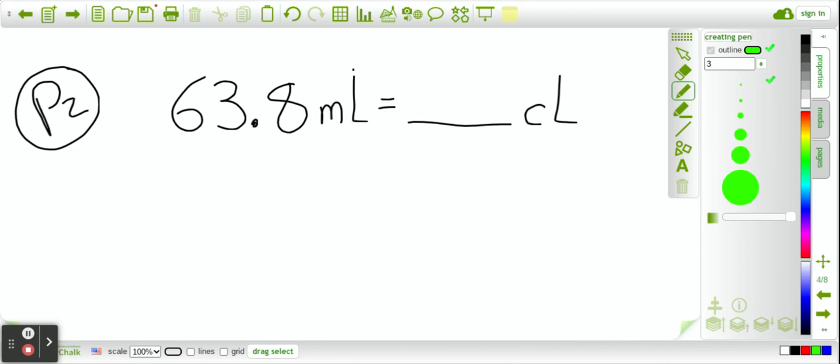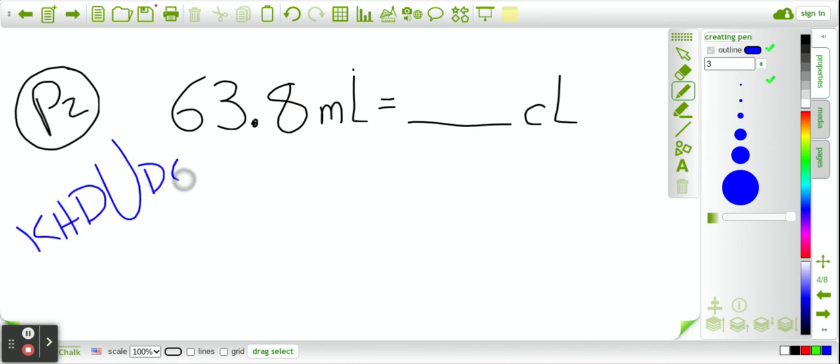All right, P2, pause the video and let's see how you do. All right. King Henry danced unusually, drinking chocolate milk. Dealing with liters. So I'm going from this size to that size. Milliliters to centiliters. Centiliters are going to be my big.